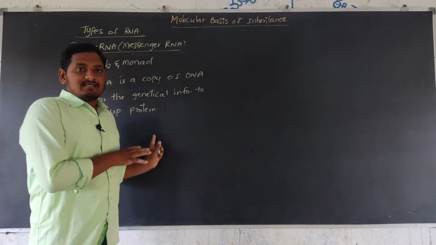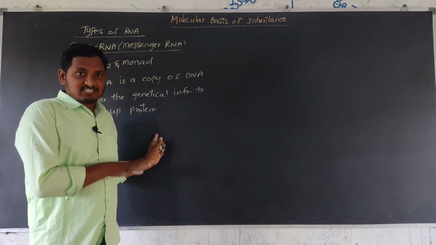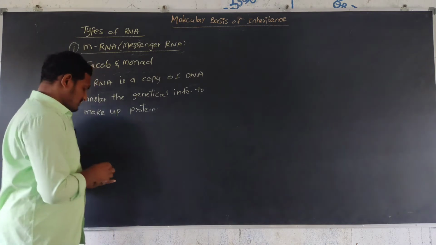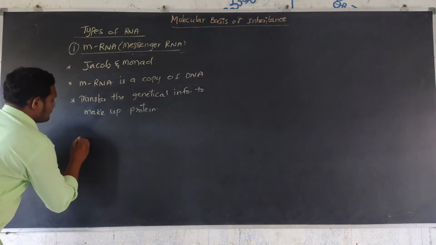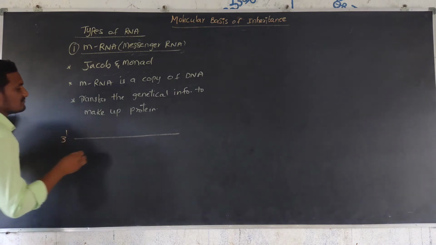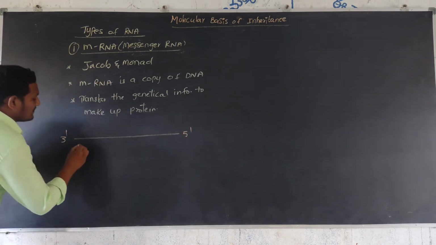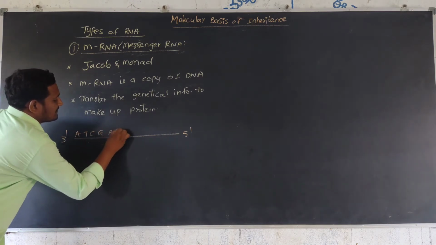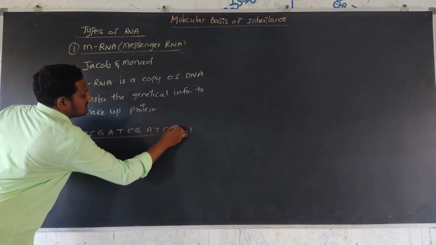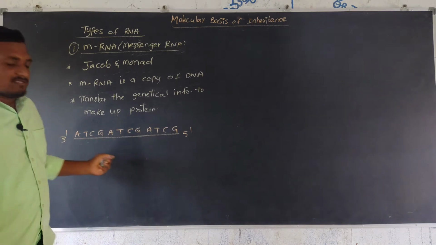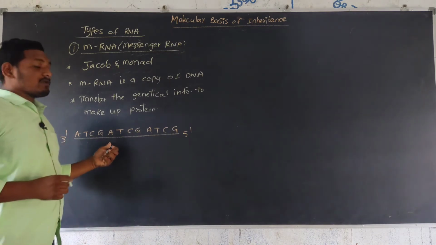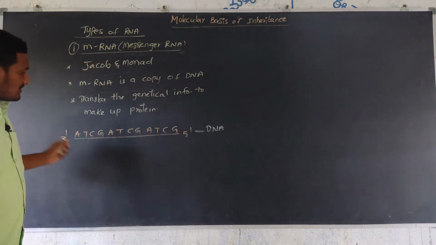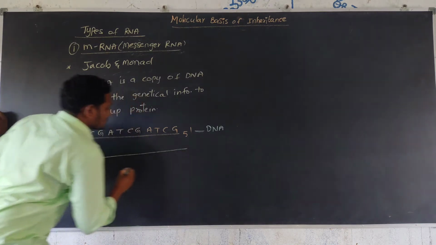First, RNA is derived from DNA by the process of transcription. That information is translated into a protein, that is translation. In this case, this is DNA, 3 prime to 5 prime. Next, A, T, C, G, A, T, C, G, A, T, C, G. These are the normal nitrogen bases. This DNA strand will get transcribed and produces one more strand.